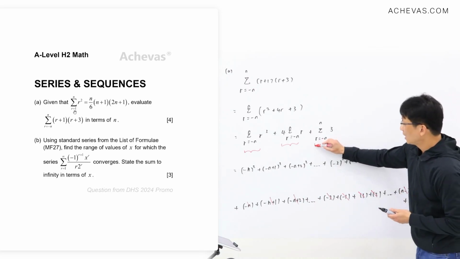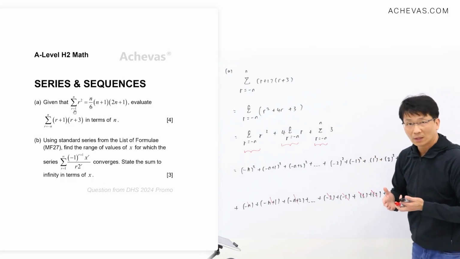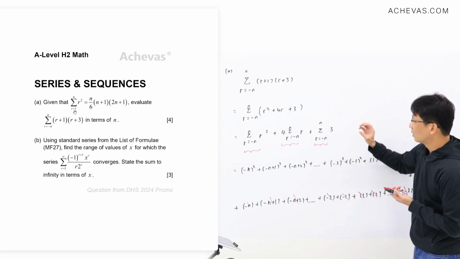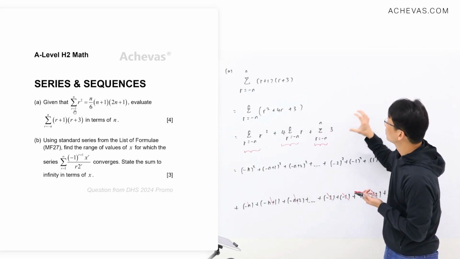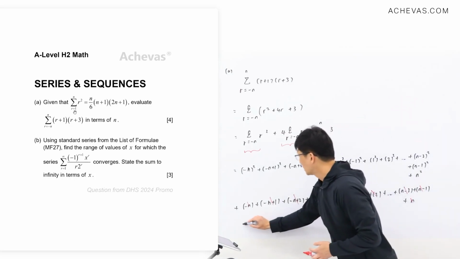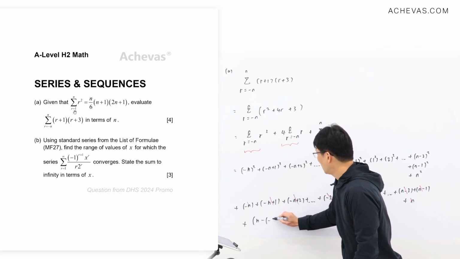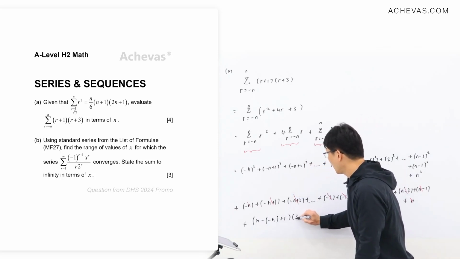Finally, to tackle a constant term is pretty straightforward. What we need to do is just use the last term minus the first term plus 1 to determine the number of terms, and then multiply the number of terms by the value of the constant. I'll just get plus last term minus the first term plus 1, multiplied by 3.